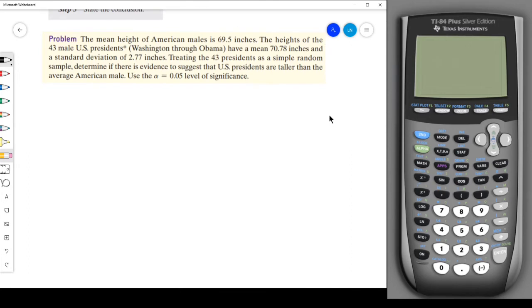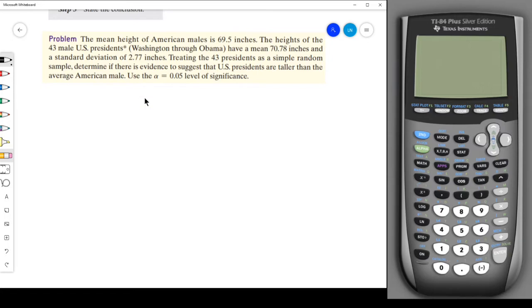This one says the mean height of American males is 69.5 inches. The heights of the 43 male U.S. presidents, Washington through Obama, this book was published a little while ago, have a mean of 70.78 inches and a standard deviation of 2.77 inches. Treating the 43 U.S. presidents as a simple random sample, determine if there's evidence to suggest that the U.S. presidents are taller than the average American male, and use an alpha of 0.05.